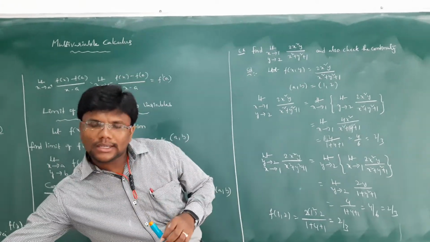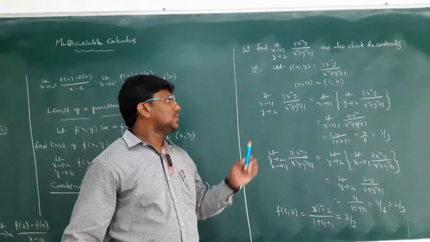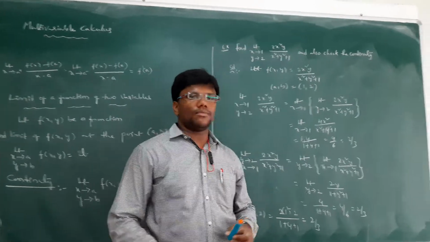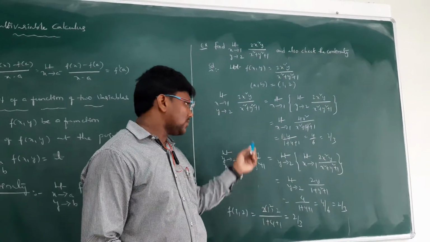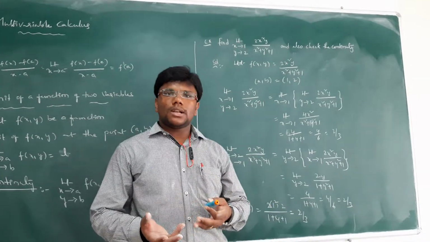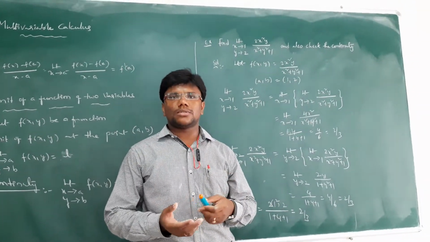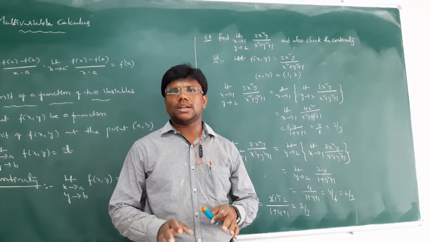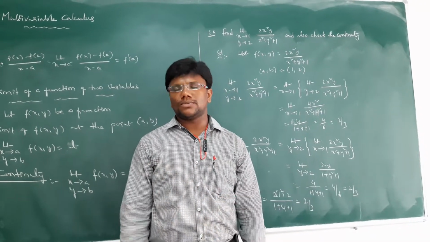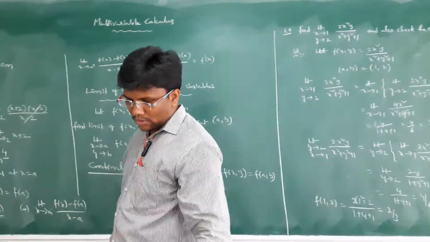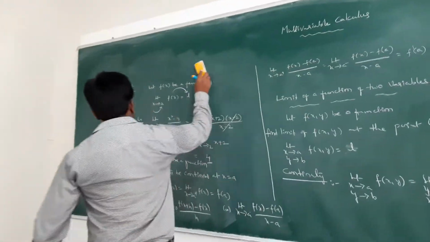If at least one value of these three values is not equal, at least one condition fails. If these three values are equal, that is said to be continuous. If the three values are not equal, even if at least one value is not equal, the function is said to be discontinuous function. Let's play one more example about the discontinuity.